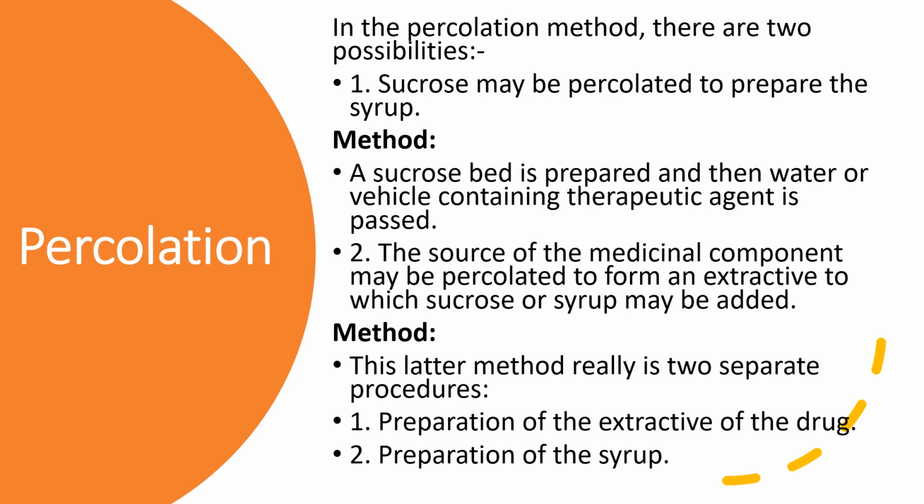The last method in the preparation of syrup is percolation. In the percolation method, there are two possibilities. First, sucrose may be percolated to prepare the syrup, in which a sucrose bed is first prepared and then water or a vehicle containing the therapeutic agent is passed through this bed. Second, the source of the medicinal component may be percolated to form an extractive to which sucrose or syrup may be added. This is done by two procedures: preparation of the extractive of the drug and preparation of syrup.